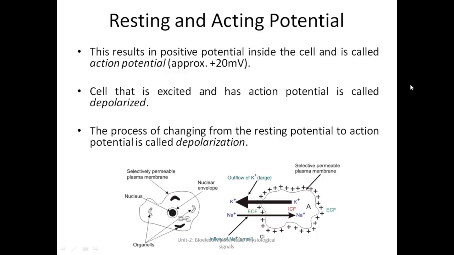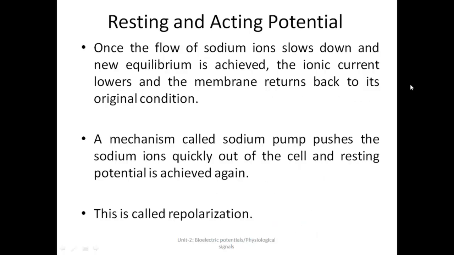From the figure, you can see that there is a movement of ions, potassium ions going outside, sodium ions coming inside. Okay, and the accumulation of charges actually changes. So once the flow of sodium ions slows down... Now, when you have given a sudden stimulus, all this activity takes place, and action potential develops. Once the stimulus is removed, gradually this flow, or this avalanche effect of sodium ions, slows down and a new equilibrium is achieved.